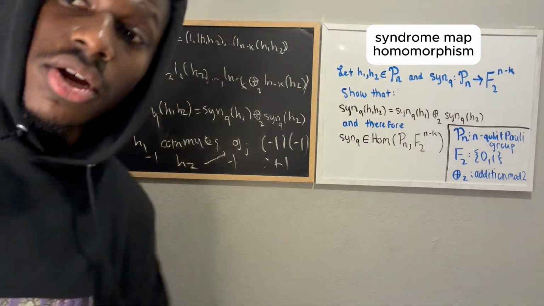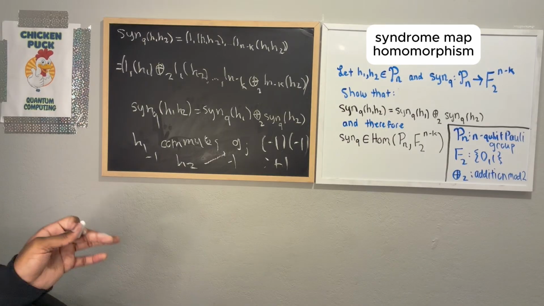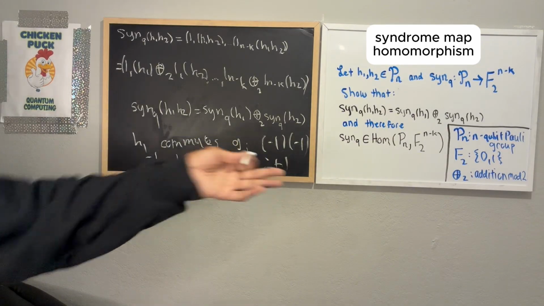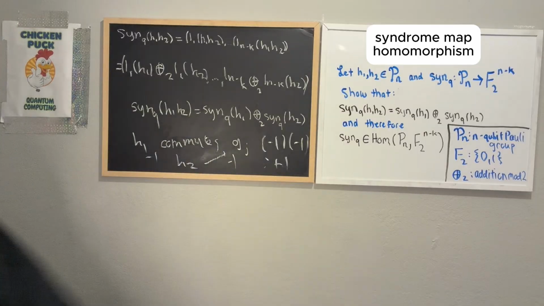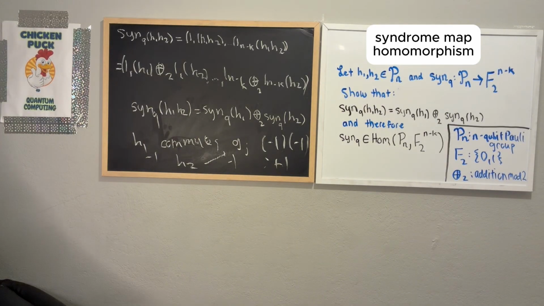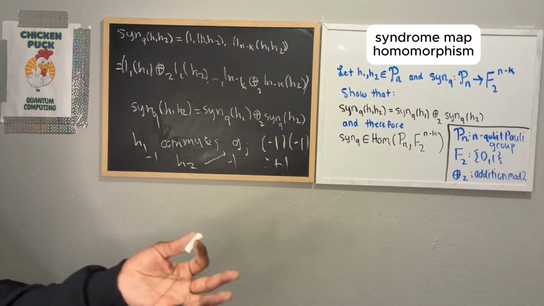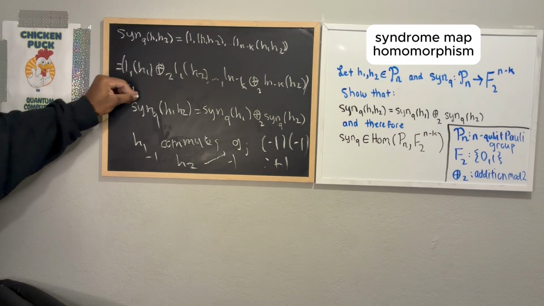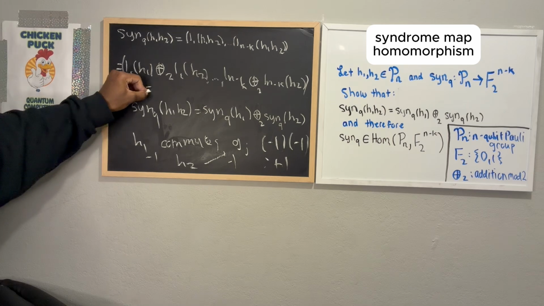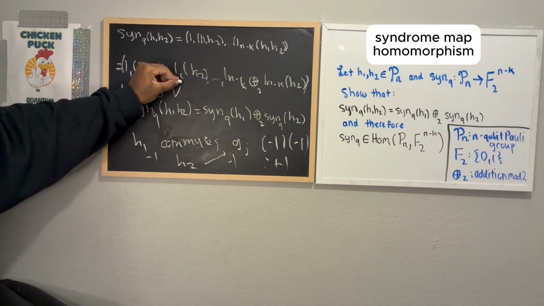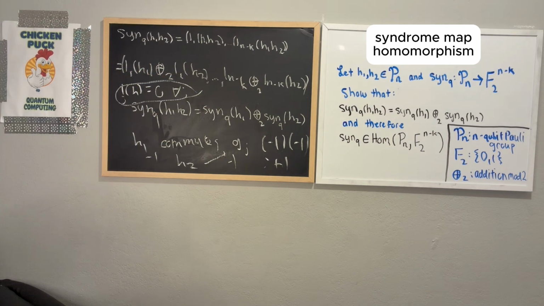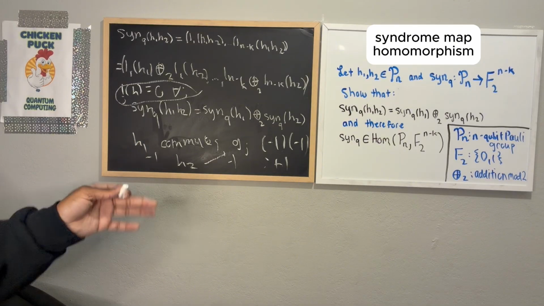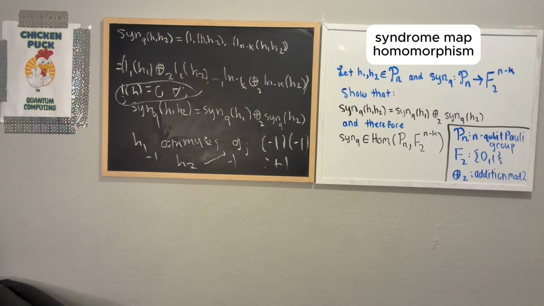Now let's go into the kernel. Once we know the syndrome map is a homomorphism, another important structure emerges, which is the kernel. The kernel is the set of Pauli operators that map to the zero syndrome. The zero syndrome means that every component is 0. So l_j(H) would equal 0 for all j, right? And 0 means commute. Therefore, these operators commute with every stabilizer generator.